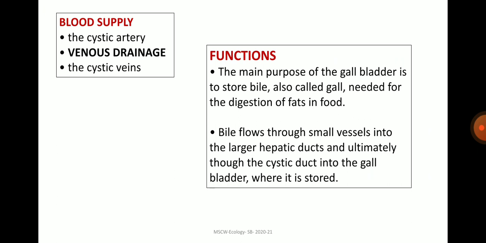Finally, the blood supply to the gallbladder is by means of the cystic artery, and the venous drainage is provided by the cystic vein. The main function of the gallbladder is to store the bile. Bile is also called gall, which is needed for the digestion of fats in food. Bile flows through small vessels into the larger hepatic ducts and ultimately through the cystic duct into the gallbladder, where it is stored. So much you have to mention about the functions of the gallbladder too.